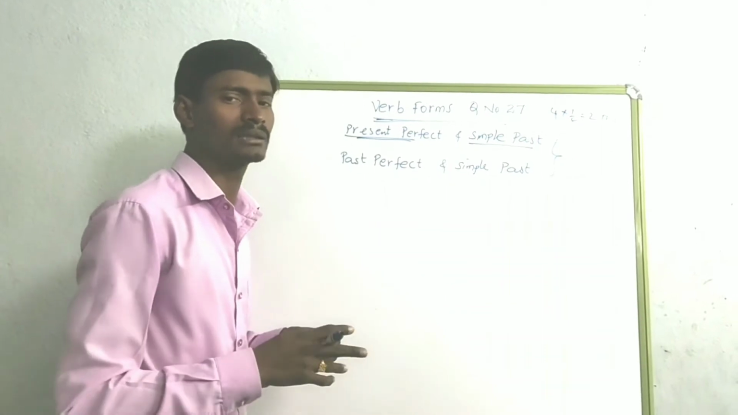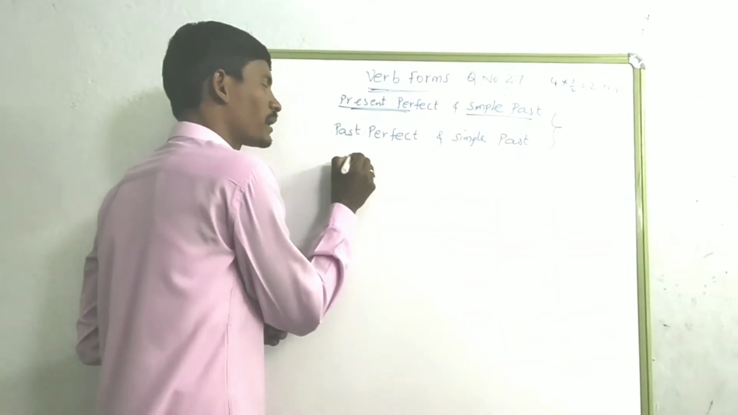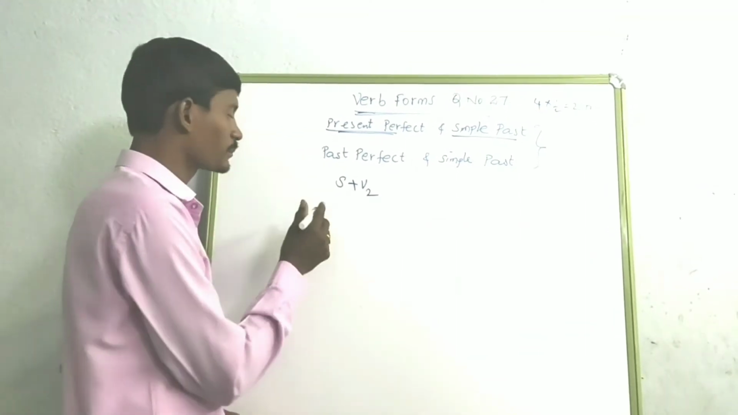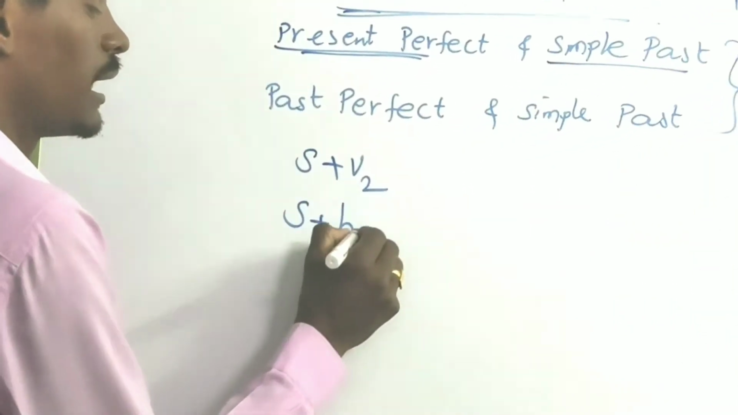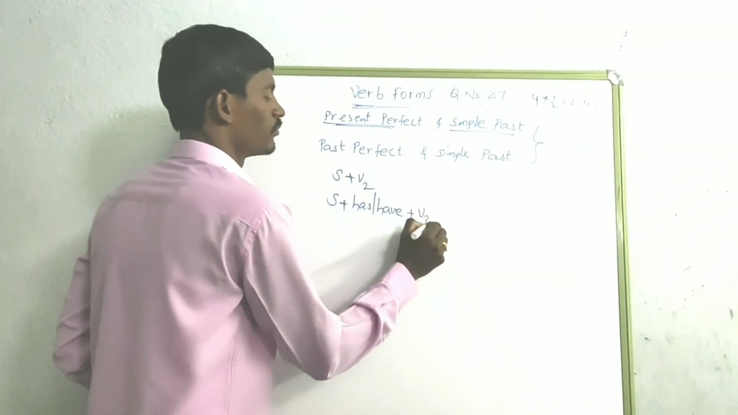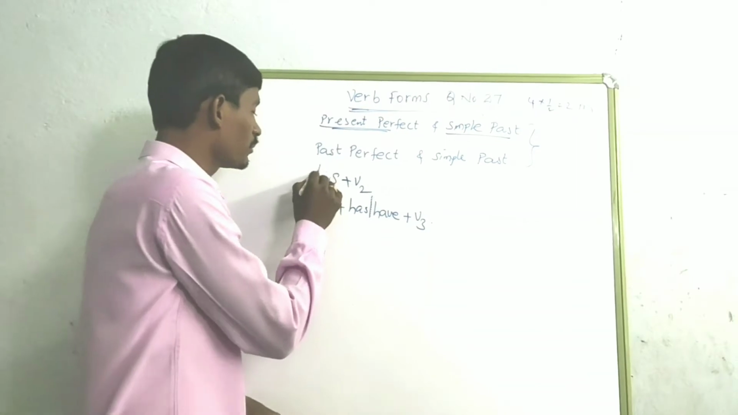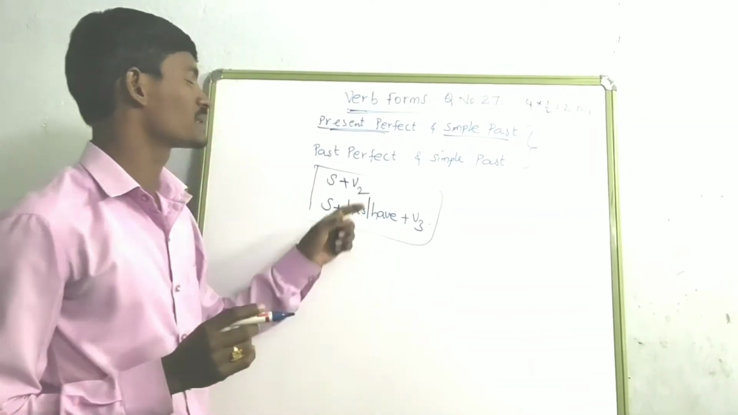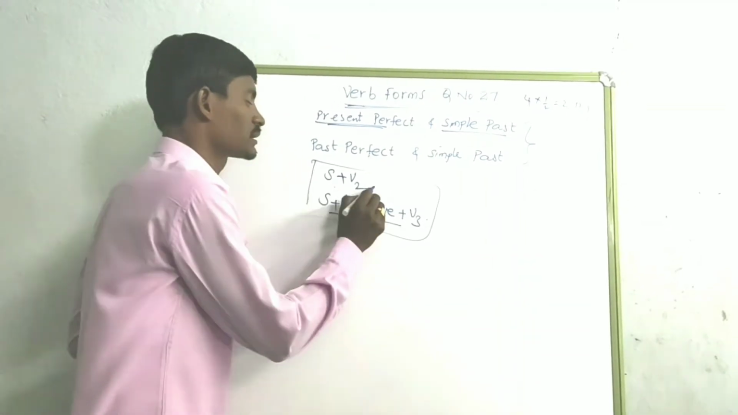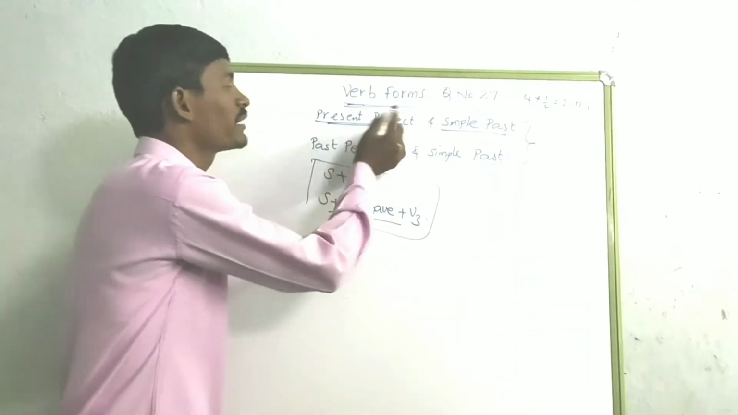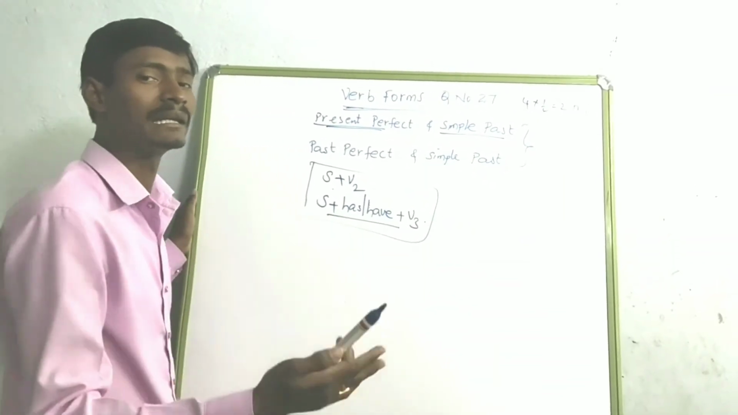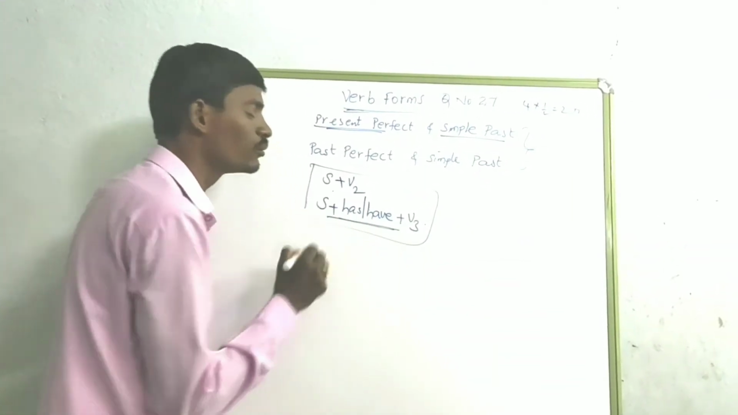And you all know the structure of simple past. Simple past structure is subject plus V2, and the structure of present perfect is subject plus has or have plus V3. This is very important to understand now. So present perfect structure is subject plus has or have plus V3. Simple past structure is subject plus V2. Before we discuss in detail where we have to use present perfect and where we have to use simple past, let me explain how we have to use this.